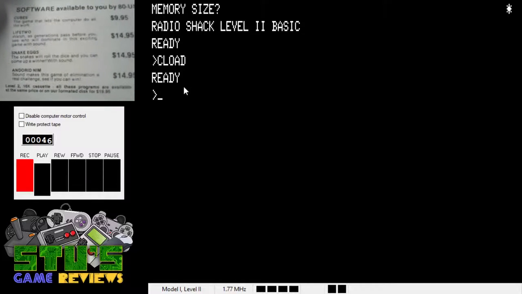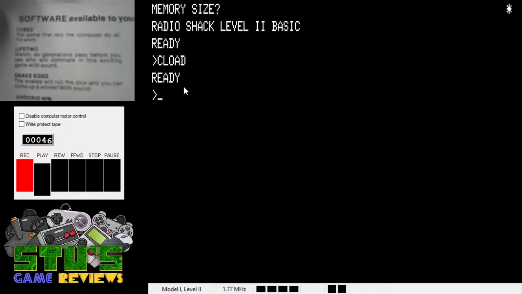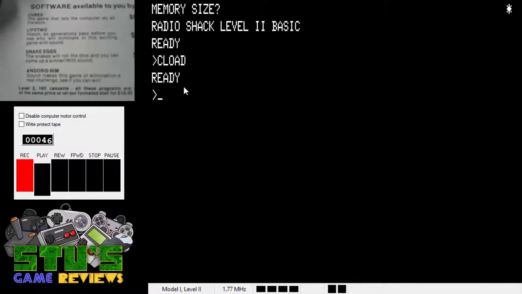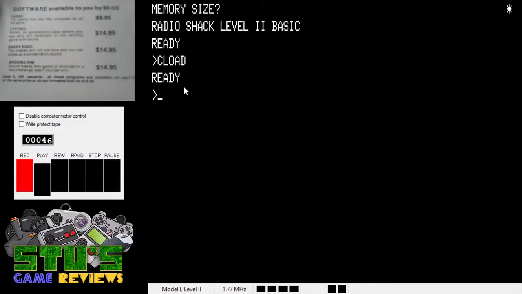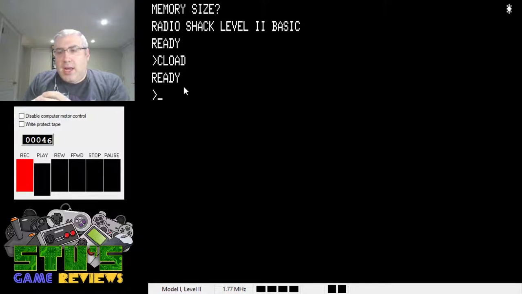Android NIM, spelled wrong, was $14.95. And you can also get other great games like Cubes, Life 2, and Snake Eggs. But Android NIM is the one that I have here. So $15 this game cost. Not too bad. Hey Lester, how you doing? One of my YouTube Live notifications never work. I don't know, mine never work either.